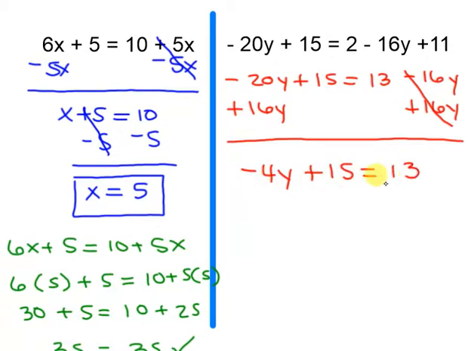Okay, you might recognize this, by the way, as now a two-step equation, and that's exactly what that is. But now I want to get the constants on the right. So minus 15, minus 15.